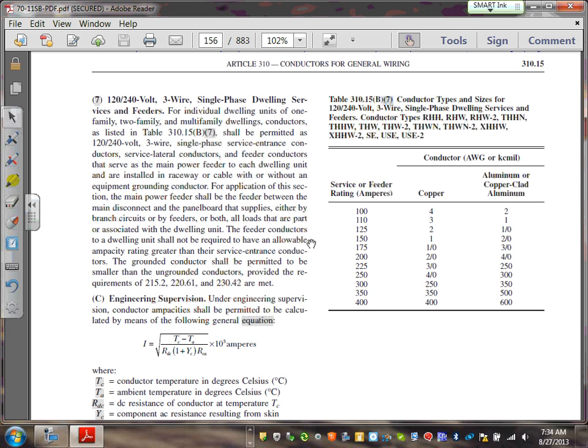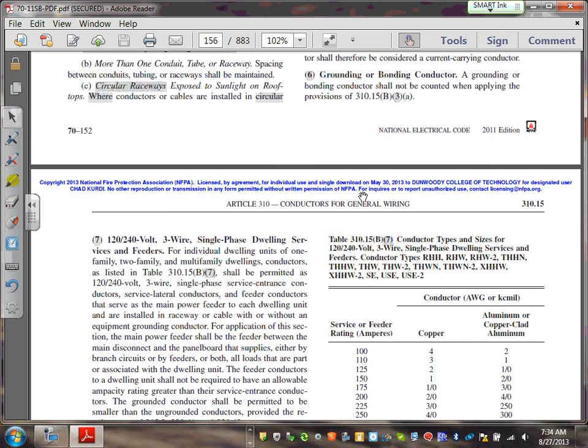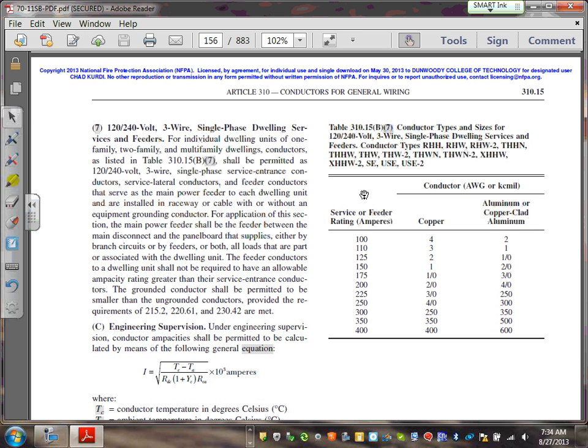So if you guys have your NEC code book, could you please go to page 153, page 153, and be looking at this particular table. Some of you guys have seen this table, others have not.